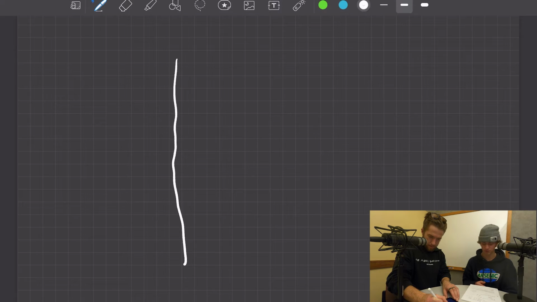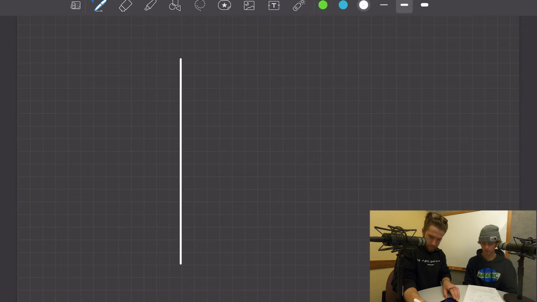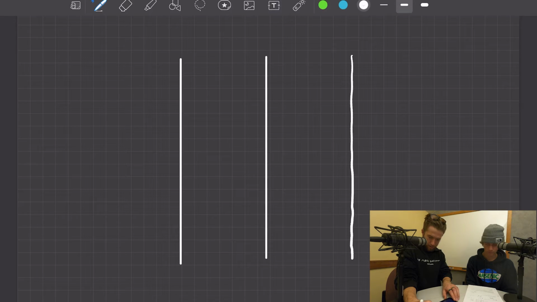Yeah, this one's different too because it's not like equal. Or it's like different. You know what I mean? They almost look parallel, but they're not quite. Yeah. I'm gonna try my best to draw that.